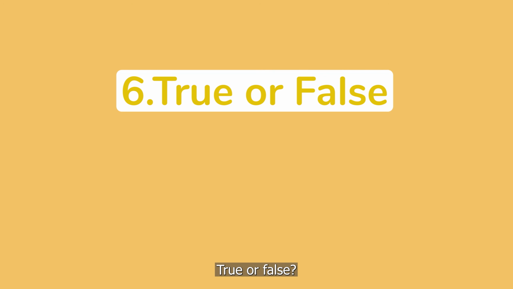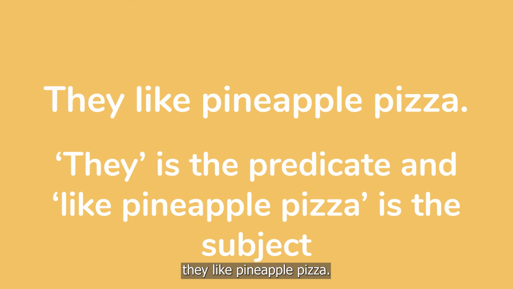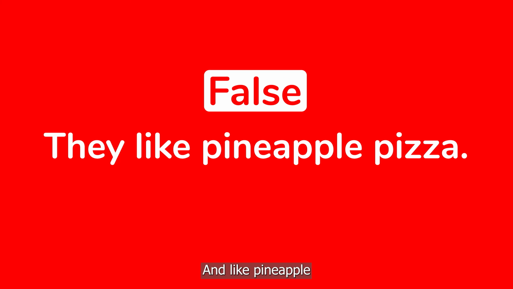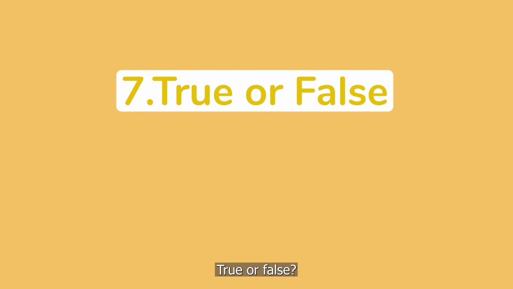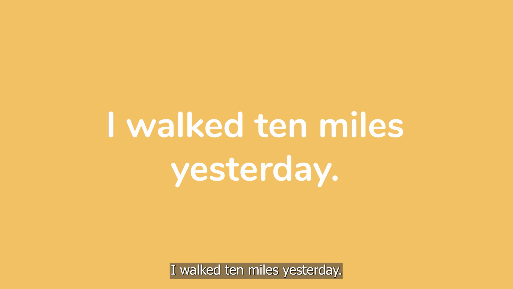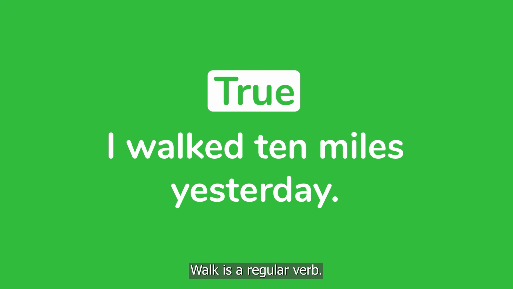Number 6, true or false? In this sentence, they like pineapple pizza. They is the predicate and like pineapple pizza is the subject. False. They is the subject and like pineapple pizza is the predicate. Number 7, true or false? This statement is correct. I walked 10 miles yesterday. True. Walk is a regular verb, so in the past tense, we add ed to the end and it becomes walked.